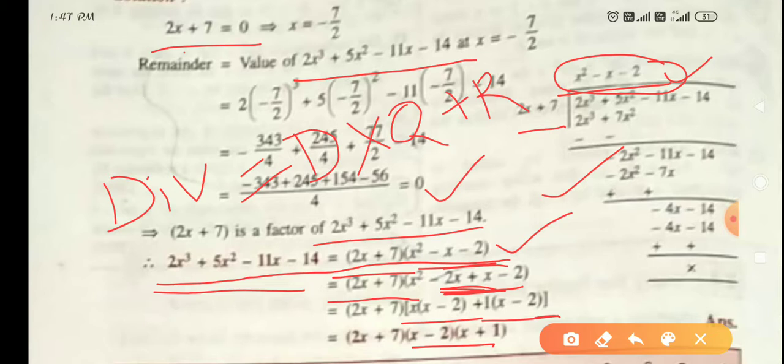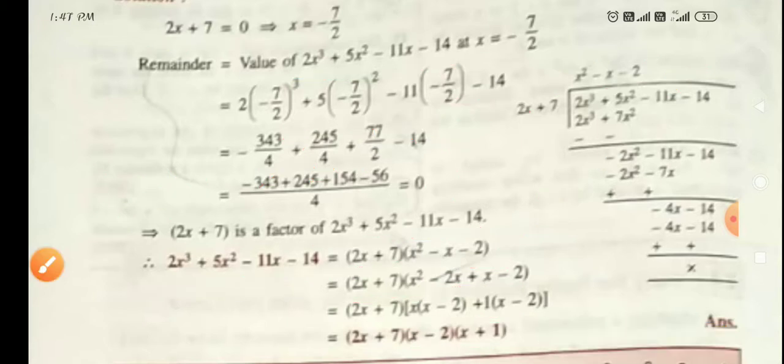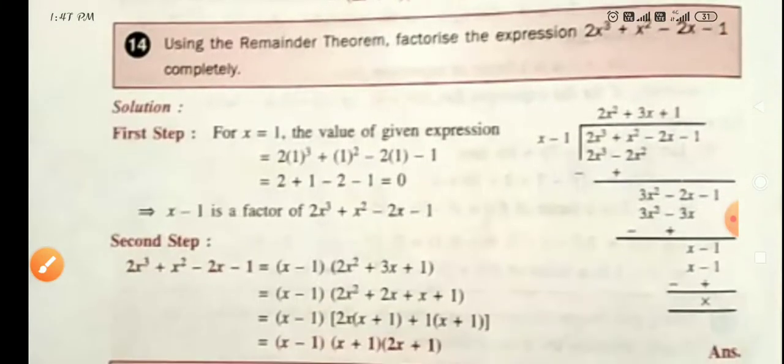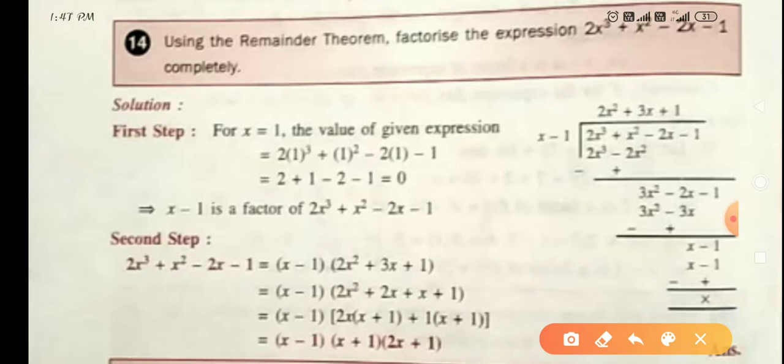of the factor theorem. Some more examples I am going to take, and such type of questions you will find in the exercise. So it will be easy for you to solve the questions of the exercise if you understand these examples which I am going to explain. So the next example is coming. Using the remainder theorem, factorize the expression 2x cubed plus x squared minus 2x minus 1 completely.